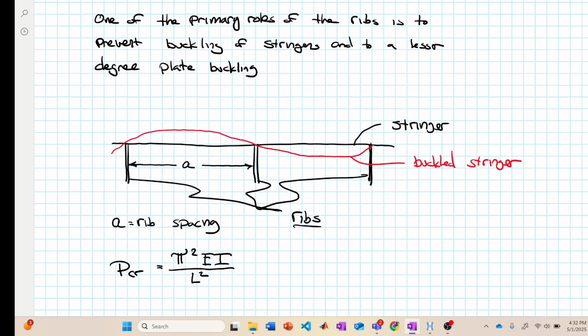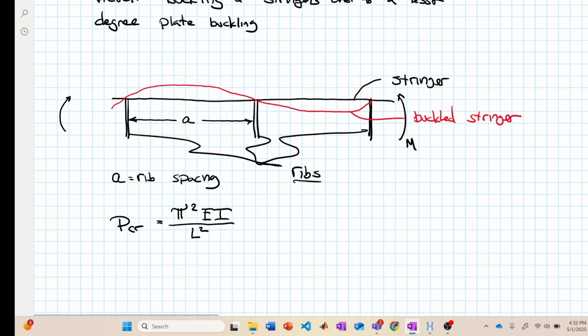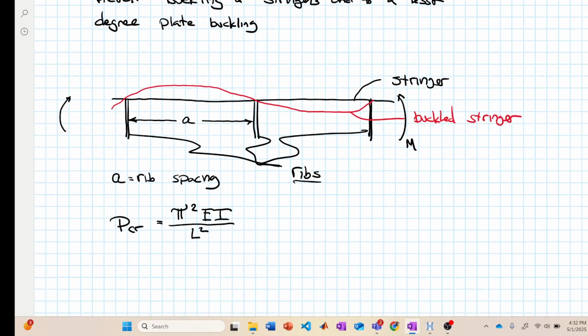On the top we have stringers, and we have a bending moment due to the lift that's applied onto that section. We'll discuss that. And that may or may not cause the buckling of those stringers. In this case, A is going to be the rib spacing.